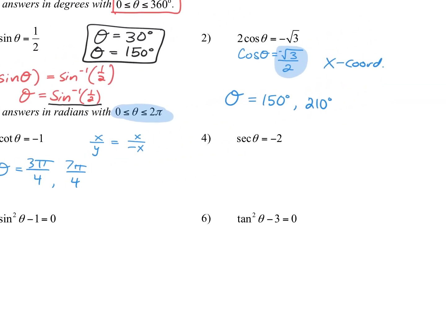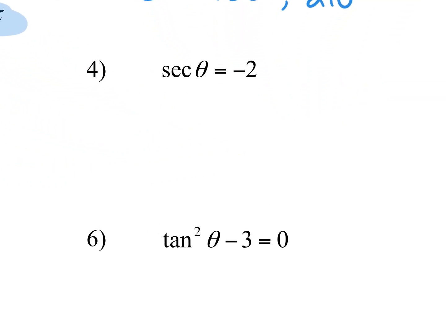Let's move on to number 4. Here we have secant. And generally speaking, I don't love secant, and if I can, I want to use its reciprocal function. So in this case, I am going to do just that. I'm going to say, where does cosine equal the reciprocal of 2?